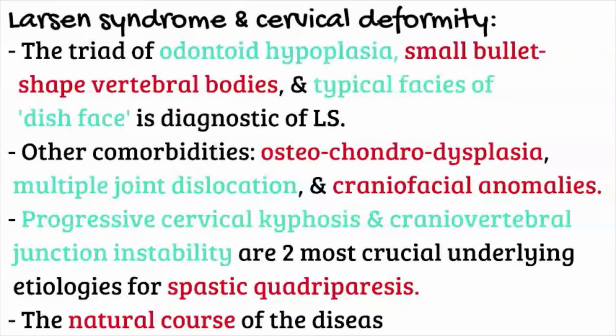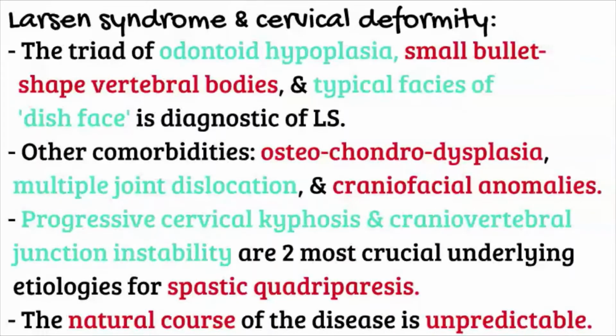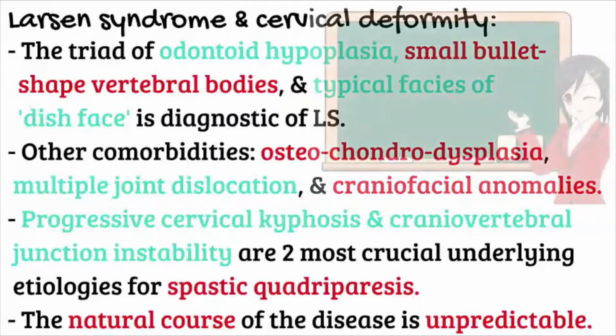Progressive cervical kyphosis and craniovertebral junction instability are the two most crucial underlying etiologies for spastic quadriparesis. The natural course of the disease is unpredictable.